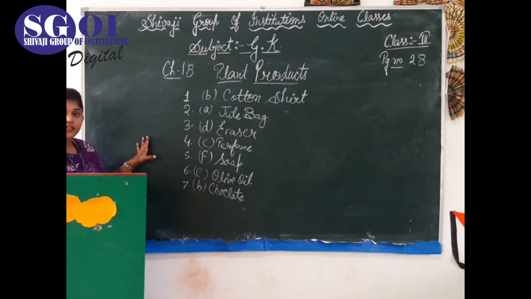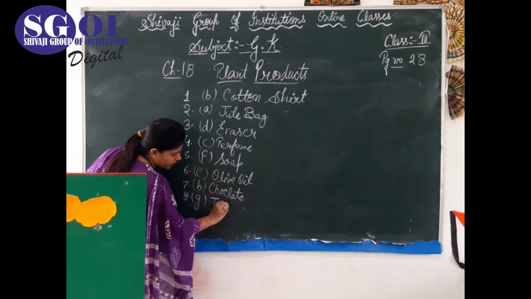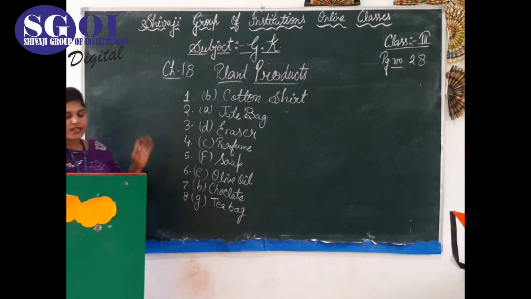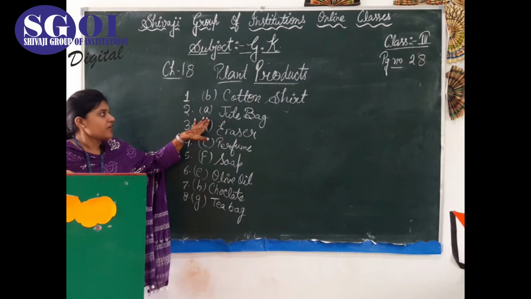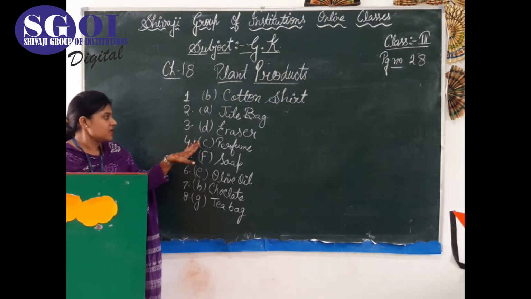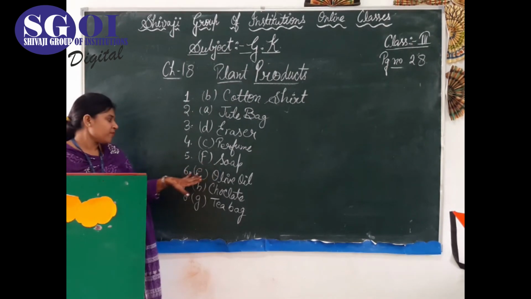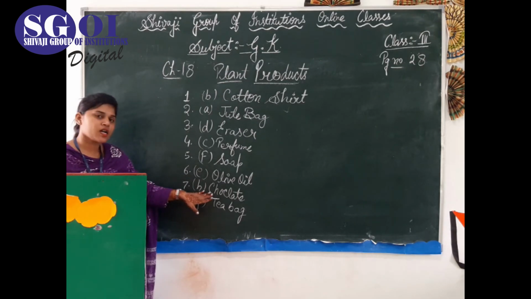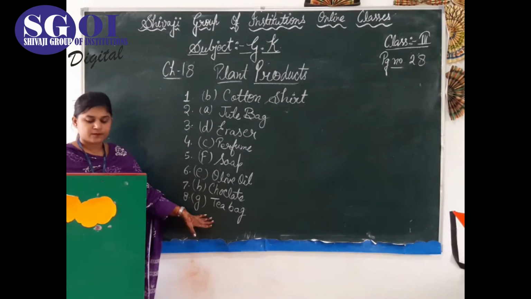Next, 8. Tea leaf. Tea leaf match it with tea bag. That is D. Tea bag. Alright. First match with B, cotton shirt. Second match with A, jute bag. Third match with D, razors. Fourth match with C, perfume. Fifth match with F, soap. Sixth match with olive oil, E. Seventh match with H, chocolate. And eighth match with G, tea bag.